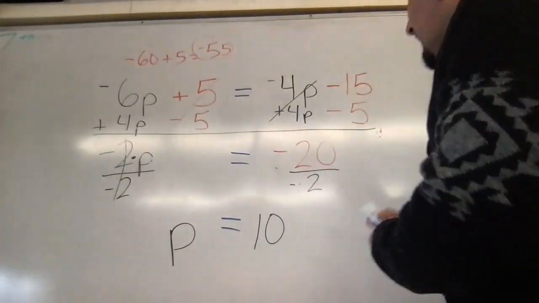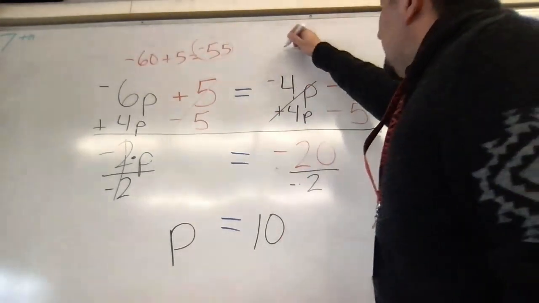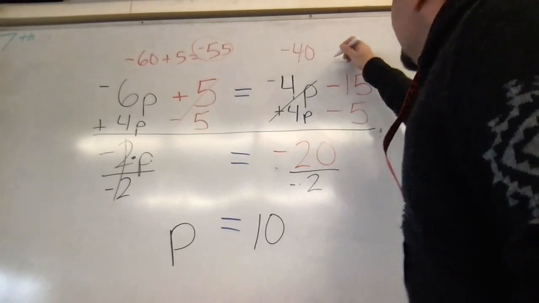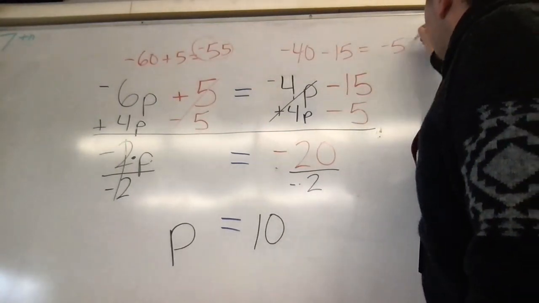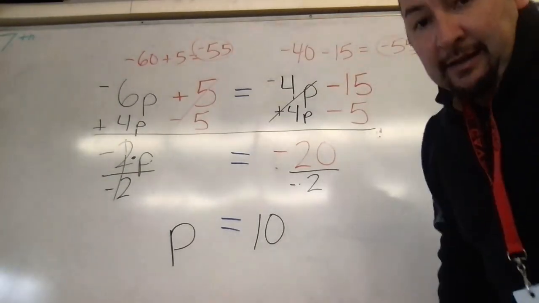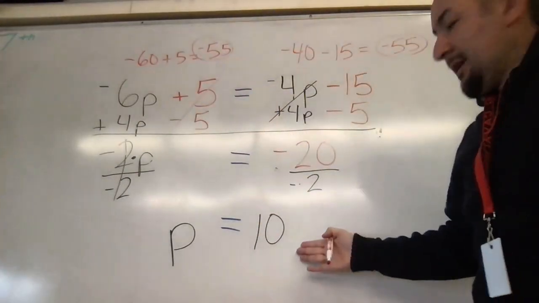Negative 55. What about over here? Negative 4 times 10. Negative 4 times 10 is negative 40. Minus 15. If you're not comfortable, use a calculator. And again, I have negative 55. So it checks out, and I know that my answer is this.